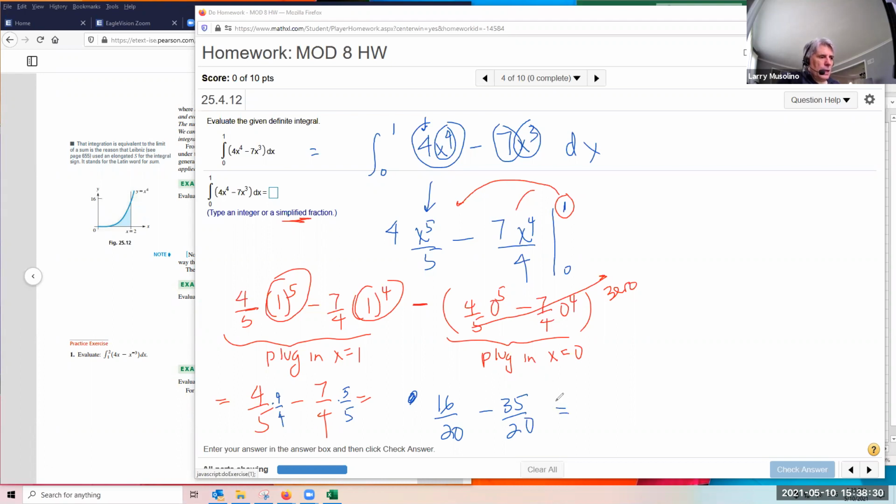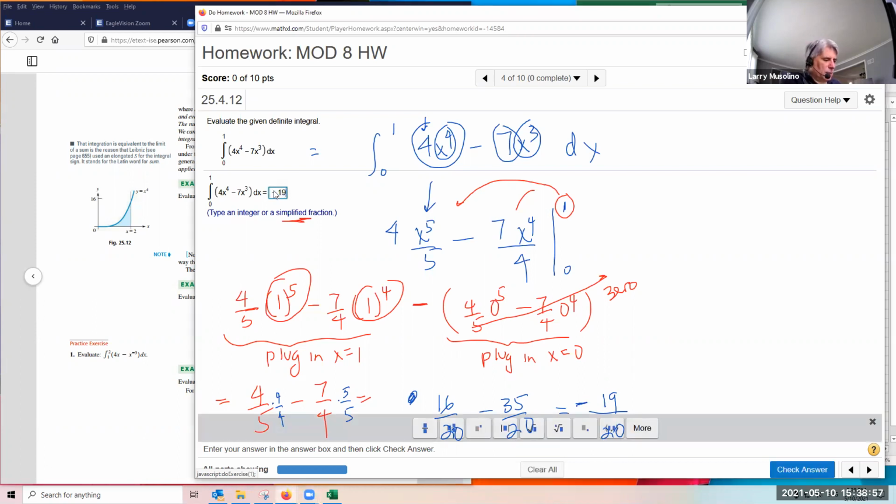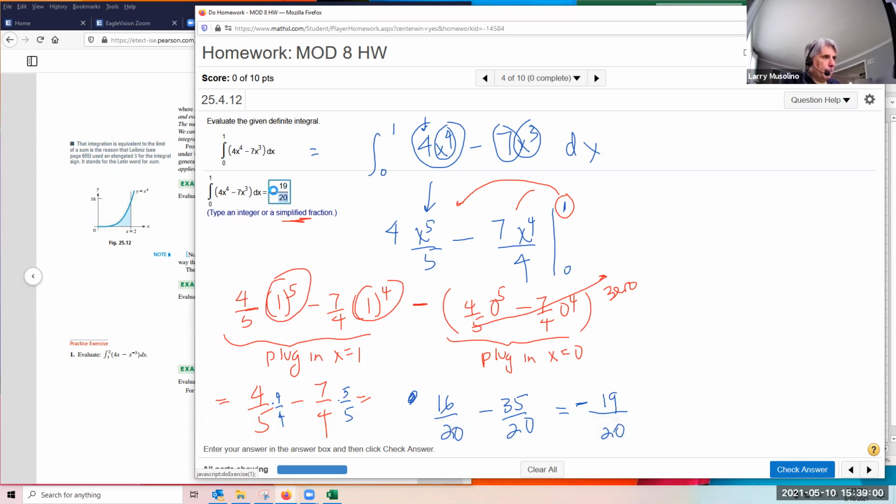And if we work this out, this is going to be, what is this? Negative 19 over 20, I think. So let's check this answer. This looks a little suspicious here, but that's what we're coming up with. Let's plug this in and make sure this is the right answer. Negative 19 over 20. Yeah, works out.